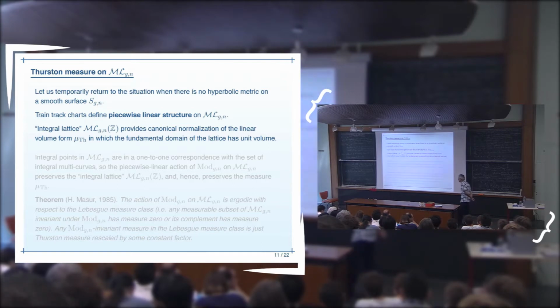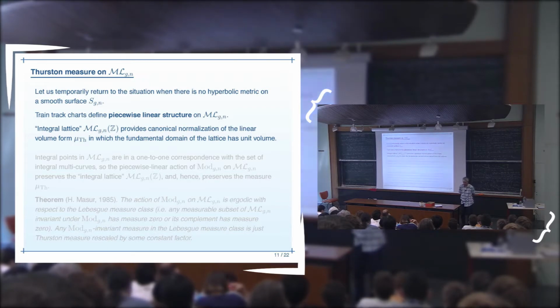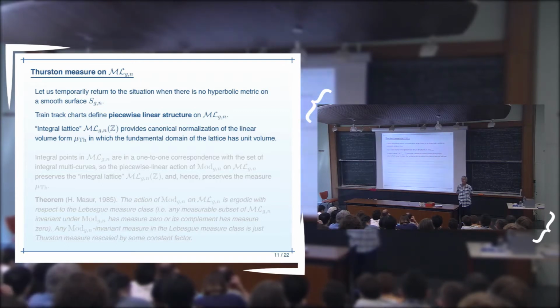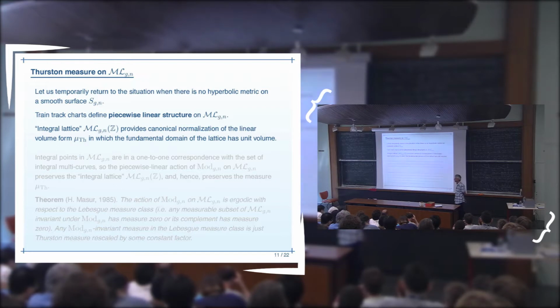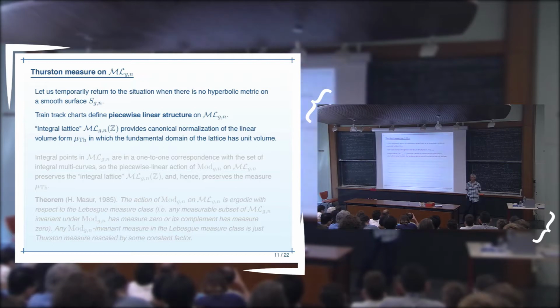Imagine that you have a vector space. In a vector space, you have a distinguished volume element, but not just one. You have an entire family of distinguished volume elements which differ by multiplication by a constant. As soon as you have a lattice in your vector space, you have one particular distinguished volume element. You just normalize the fundamental domain of your lattice to have volume 1. So as soon as you have a space endowed with a piecewise linear structure and something which resembles a lattice, you have a distinguished volume element in this space.